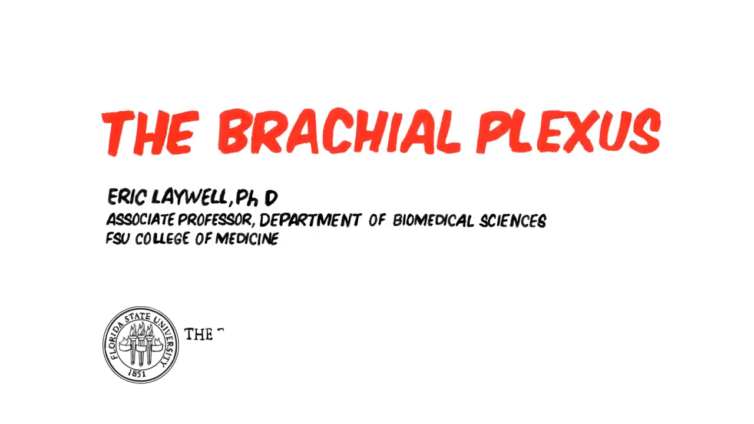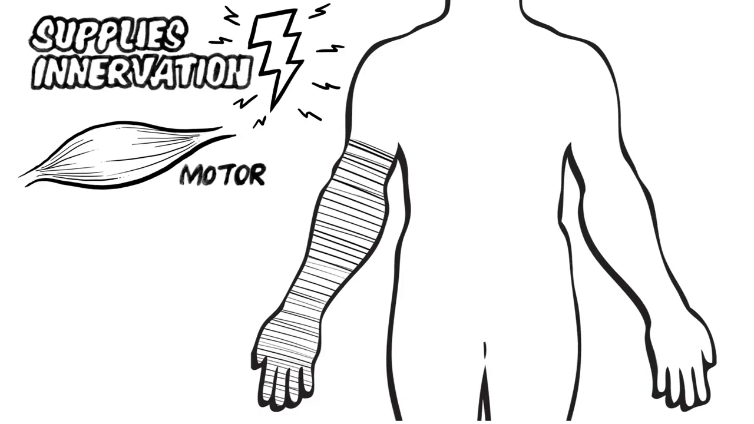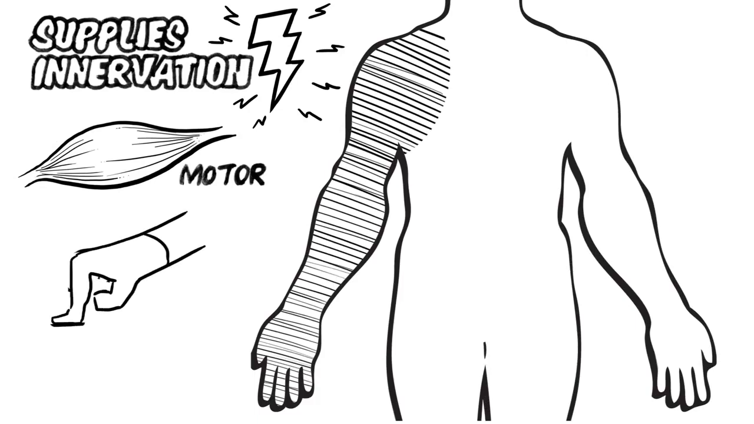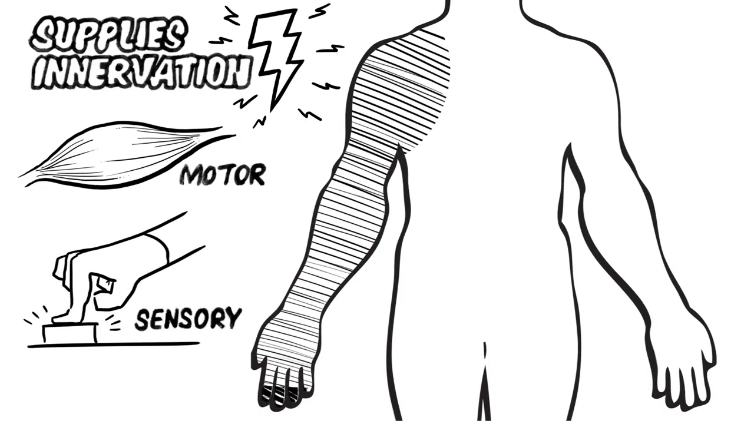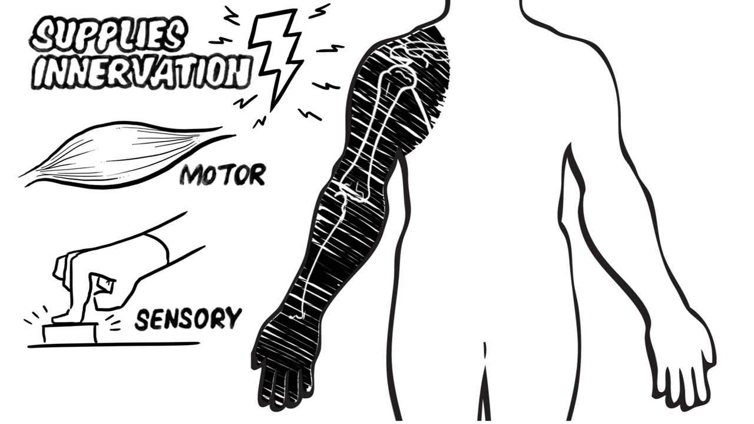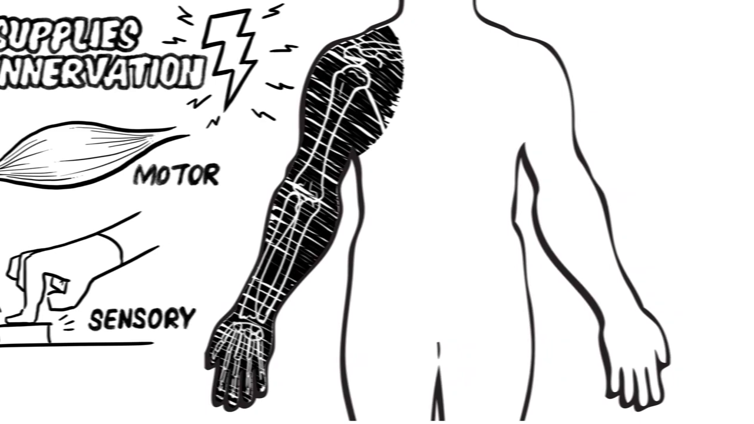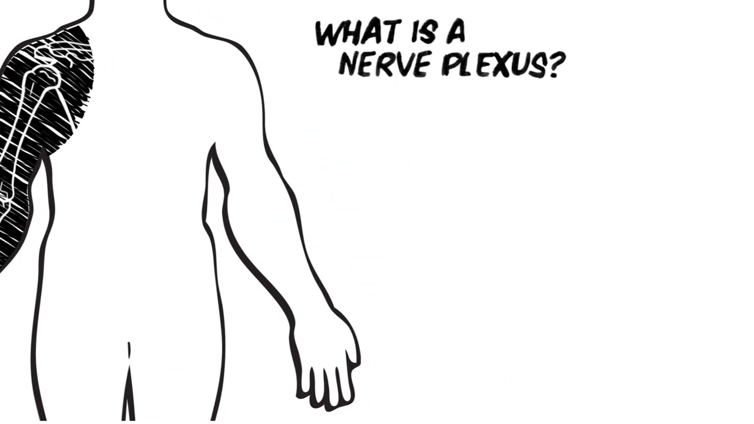In this video, we will discuss the typical anatomy of the brachial plexus. The brachial plexus supplies motor innervation to muscles of the shoulder, arm, forearm, and hand. The brachial plexus also provides sensory innervation to the bones, skin, muscles, and connective tissue of the shoulder and upper extremity. Let's begin by defining what a nerve plexus is.